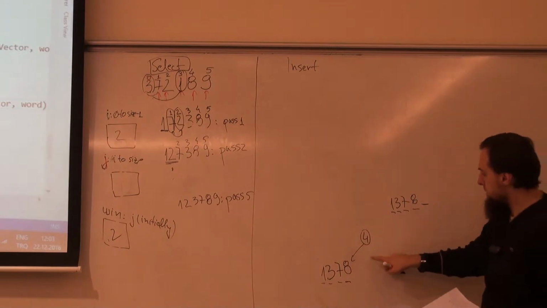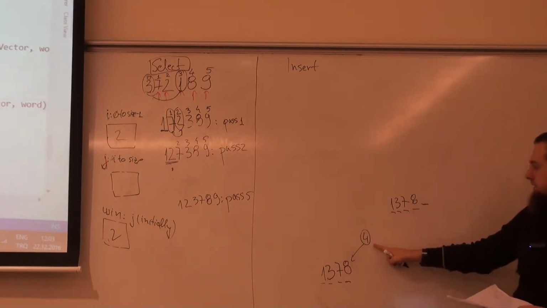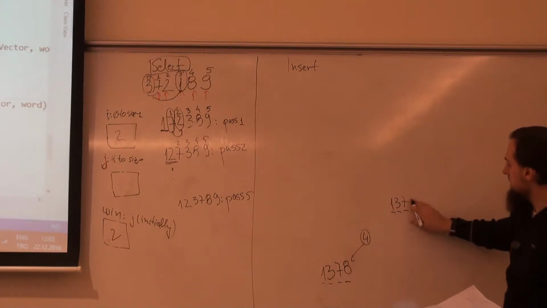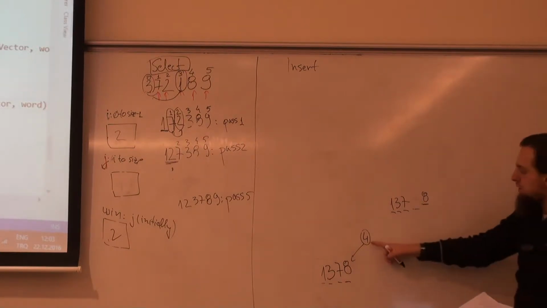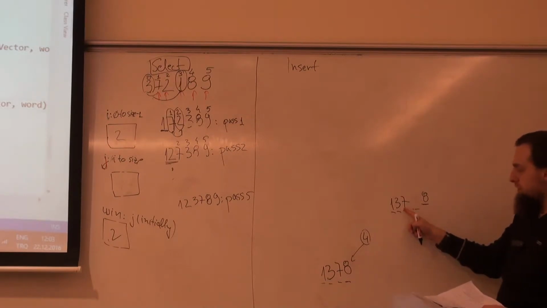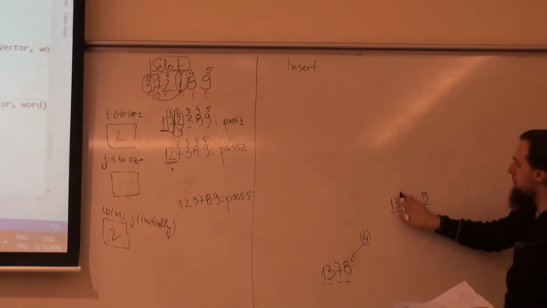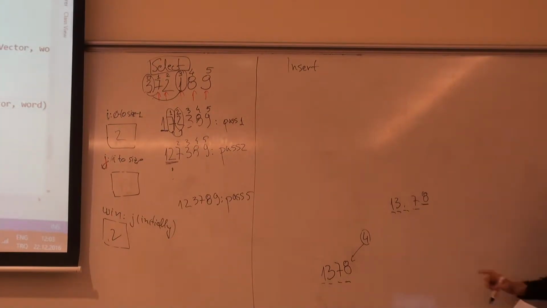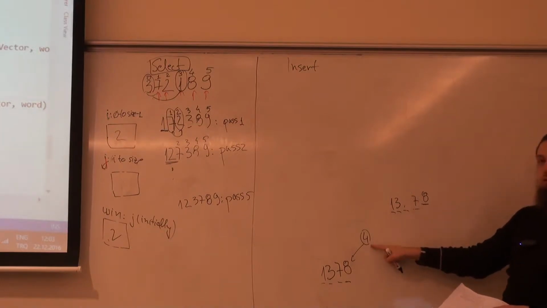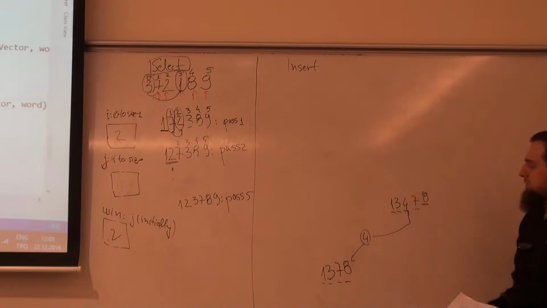Now we ask whether 4 is smaller than 8. If it is the case, this 8 comes here. Okay? Again, whether 4 is smaller than 7. If it is the case, yes, it's the case, we shift the 7 one more place to the right. So it comes here. Now we check whether 4 is smaller than 3. No, it's not. That's why we put 4 to be here.